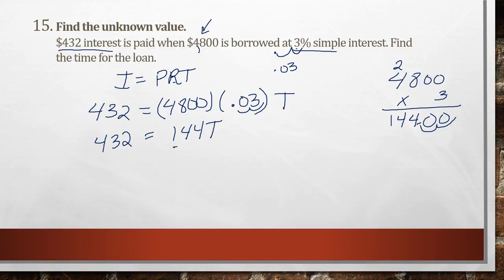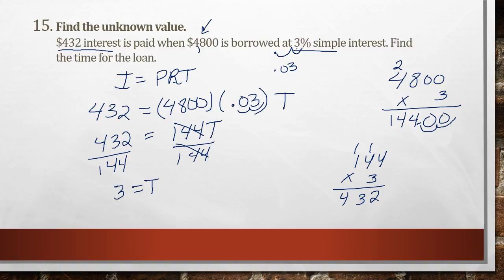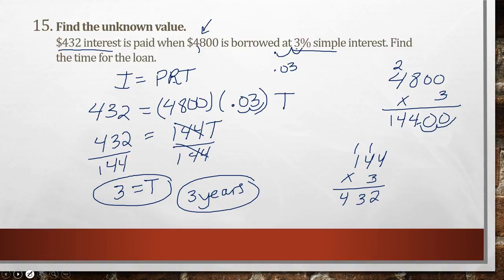So now to solve for t, we divide both sides by 144. So these cancel out over here, and we're going to approximate. Let's see what happens. I'm going to assume that maybe it's 3, so let me try that. So I'll do 144 times 3 on the side. 3 times 4 is 12. 3 times 4 is again 12, plus 1 is 3. And then 3 times 1 is 3, plus 1 is 4. So that was a lucky guess. So 432 divided by 144 is indeed exactly 3. So it says, find the time for the loan. The loan was 3 years, or t equals 3. All right? Okay, moving on to the next question.